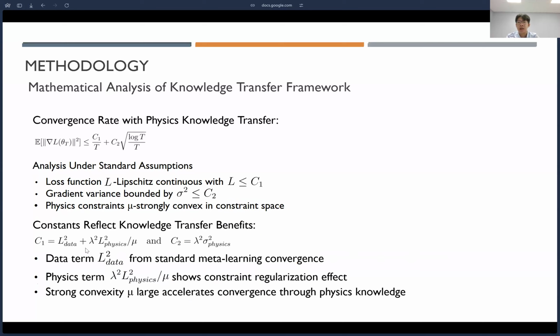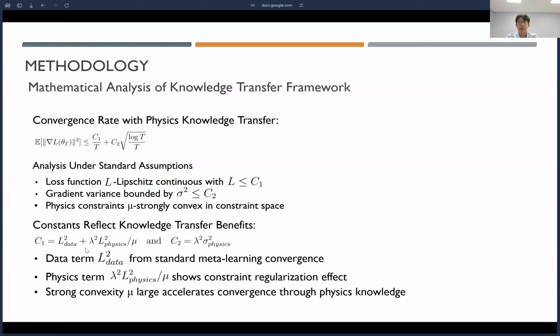Then we provide a mathematical analysis of the knowledge transfer framework. The convergence rate with physics knowledge transfer is: the expectation of the squared norm of the gradient of L at theta_t is less than or equal to C_1 over T plus C_2 times the square root of log T over T.